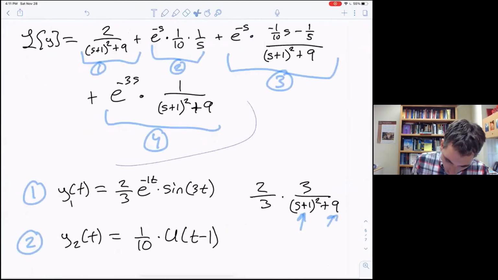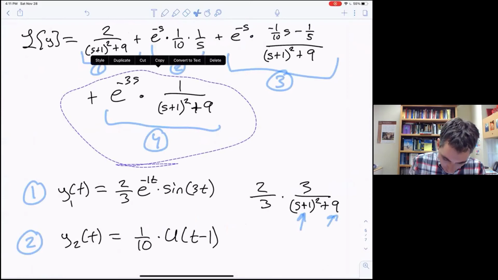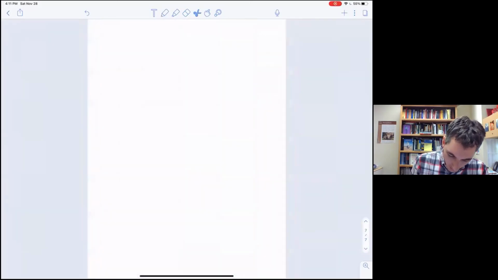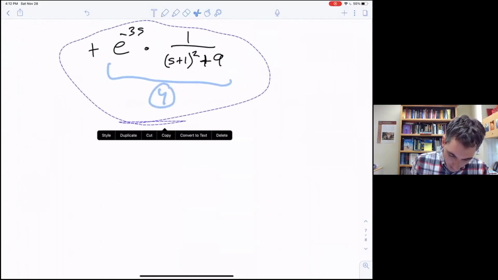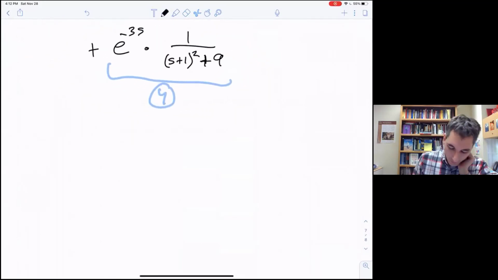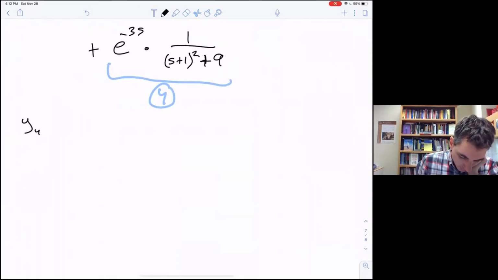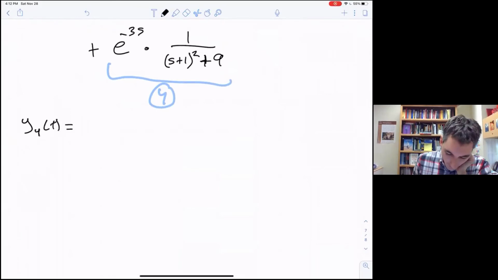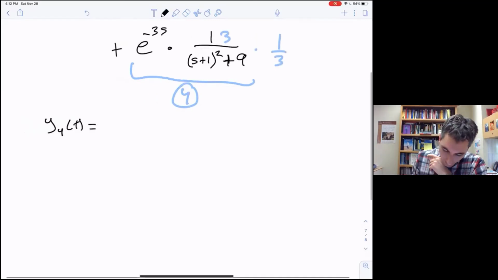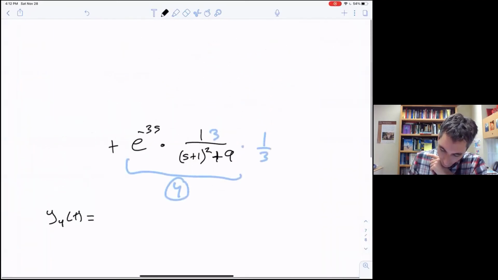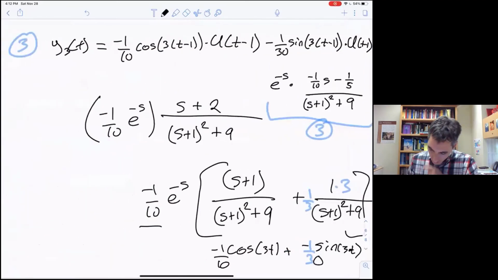Let me just copy number 4 here onto a new page, and let's tackle that one. So this will be y4. This looks like, well, I'm going to need a 3, and then I guess I'll have a 1/3. So this is looking like sine of 3t times e to the minus t. Oh, did I forget the e to the minus t? I might have forgotten that on the last page here.